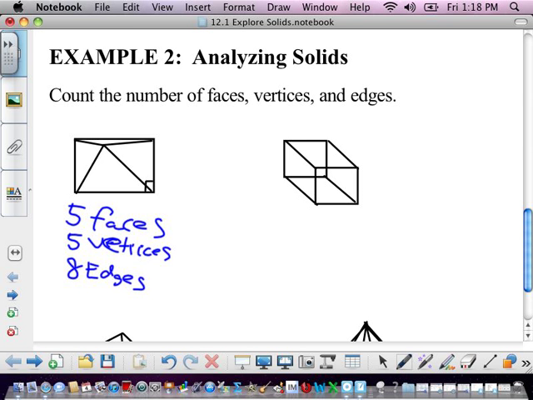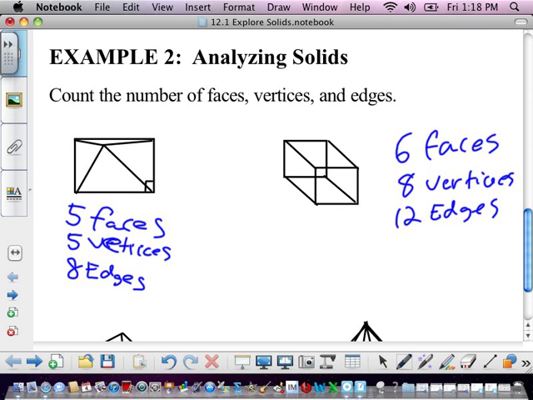All right. How many faces does this have? So we got 1, 2, 3, 4, 5, 6. How many vertices? How many points are there? 1, 2, 3, 4, 5, 6, 7, 8. Okay. How many edges are there? 1, 2, 3, 4, 5, 6, 7, 8, 9, 10, 11, 12.